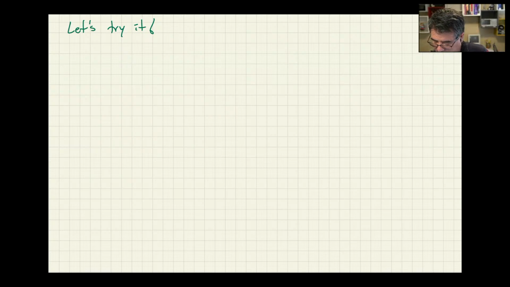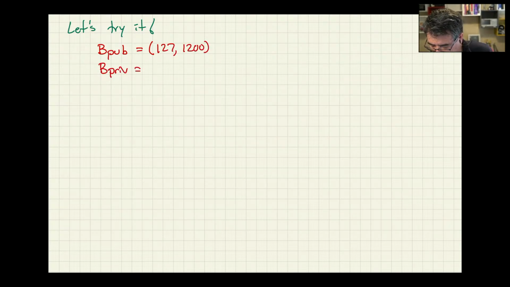So we had one of the keys. Let's say Alice wants to send Bob a message. Bob has generated these keys. We've got B pub equals, I forgot what those numbers were. Oh, it was 127 and 1200. And Bob's private key is 463 and 1200.